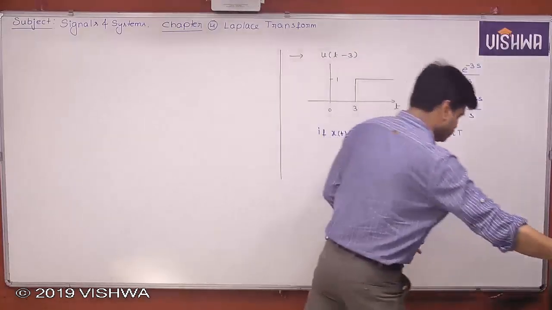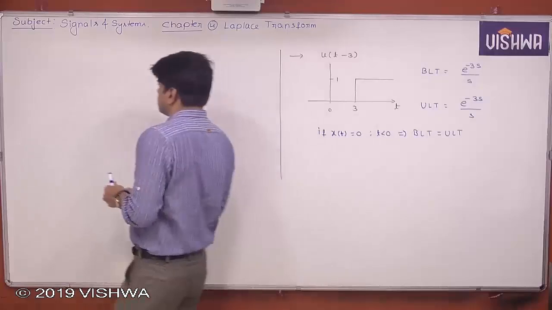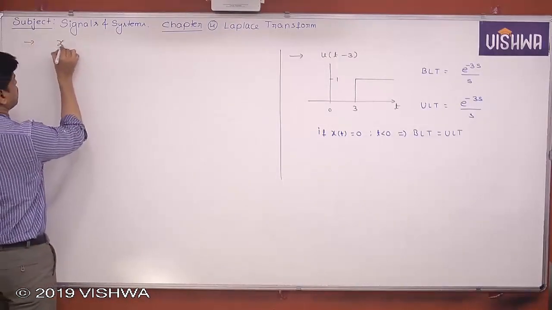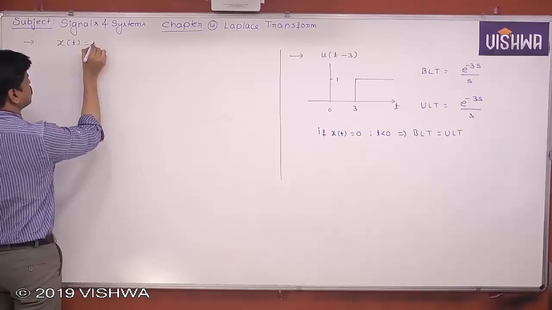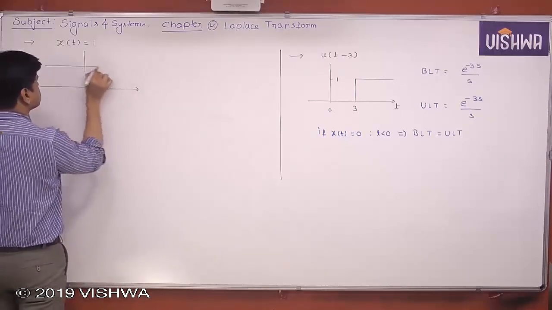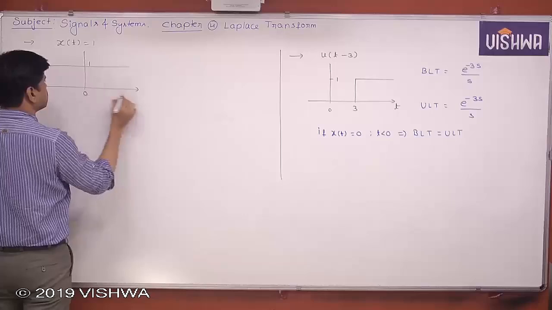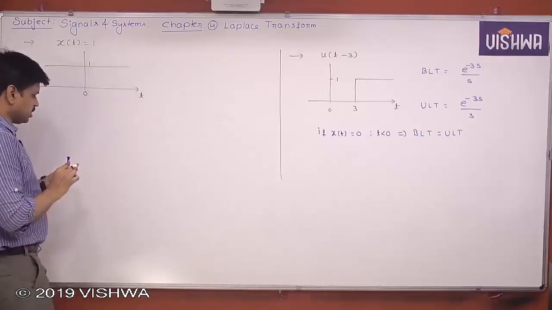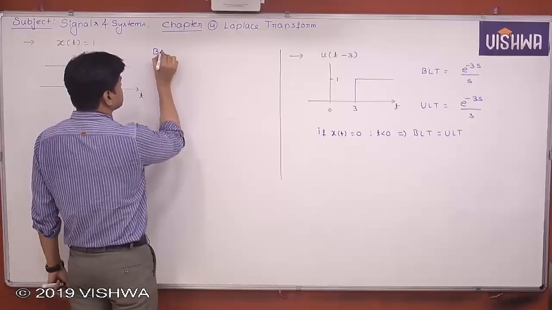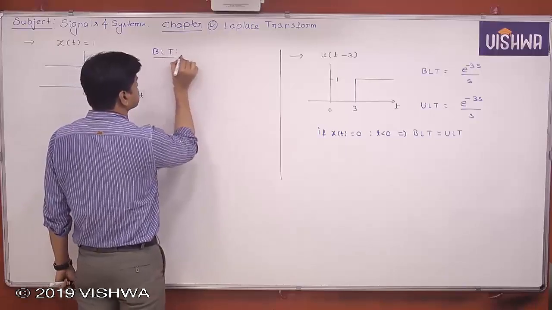Next, suppose the signal is a DC signal, x of t is equal to 1. How does it look? This is 1. Actually, for this signal, what is the bilateral Laplace transform? The bilateral Laplace transform does not exist.